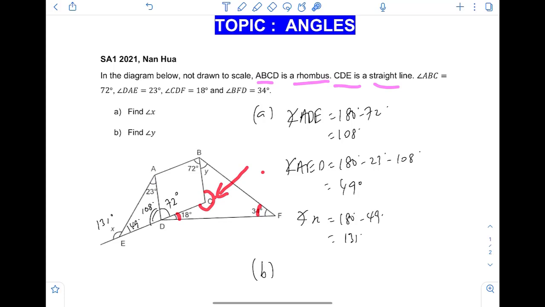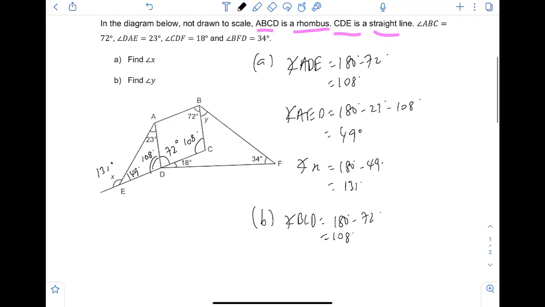Okay, so to find the reflex angle, we can first find angle BCD first. 180 minus 72. So that will be 108 degrees over here. Okay, and then the next thing is to find the reflex angle BCD, which will be 360 minus 108. Why 360? Because this is angles at a point. Okay, so 360 minus 108, 252 degrees. So over here, the angle is 252 degrees.